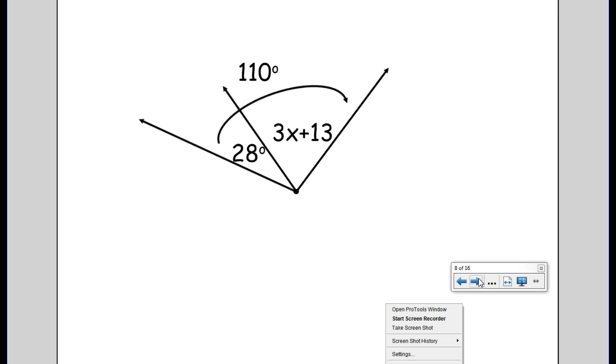Next one. Solve for x, please. Is that a right angle? It is not a right angle. Thank you for not assuming. Part plus part equals whole.